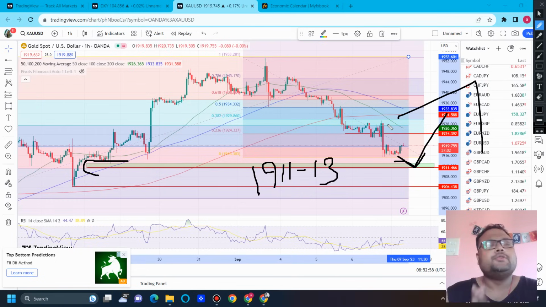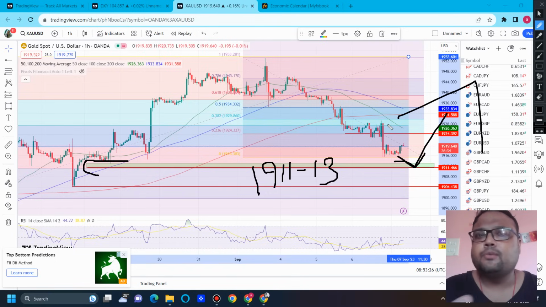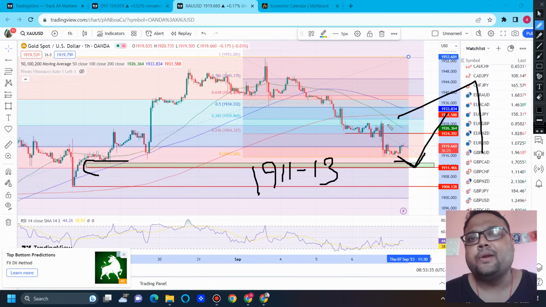But the problem with zones is that it becomes difficult for us when to buy or when to sell, because overall the levels in the market work as zones: support zone, resistance zone. And when the zone is big, see, 1911 to 1913 is a small zone, but sometimes the zone is around 50-60 pips. In that case it becomes very difficult for us to determine when to take the buy, when to take the sell. That's why I always tell you guys that you need to switch to a lower time frame just to watch the price rejection and then take the order.